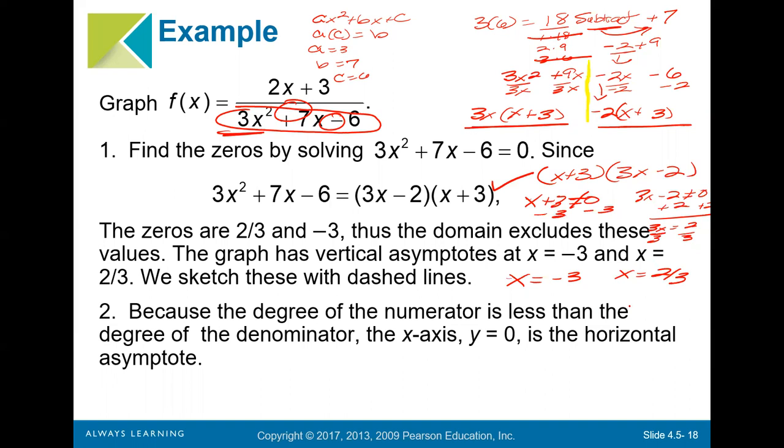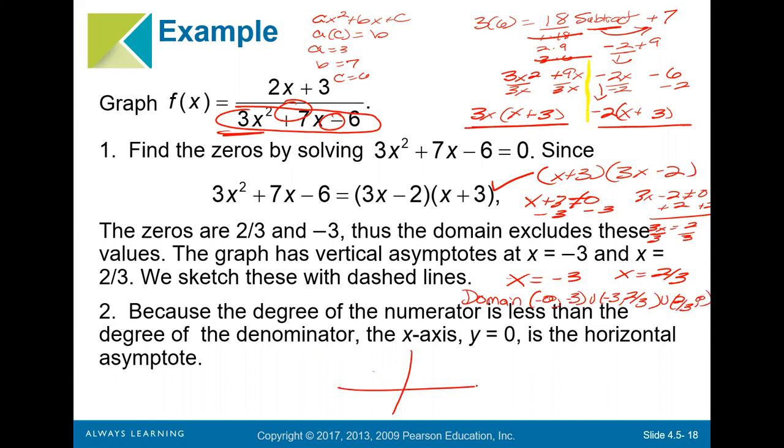This means that on that graph, this function will not cross at x equals -3, and it will not cross it when x equals 2/3. So I also know that my domain is restricted at that point. So if I write my domain out, it's going to be -infinity to -3, union -3 to 2/3, and union 2/3 to positive infinity.